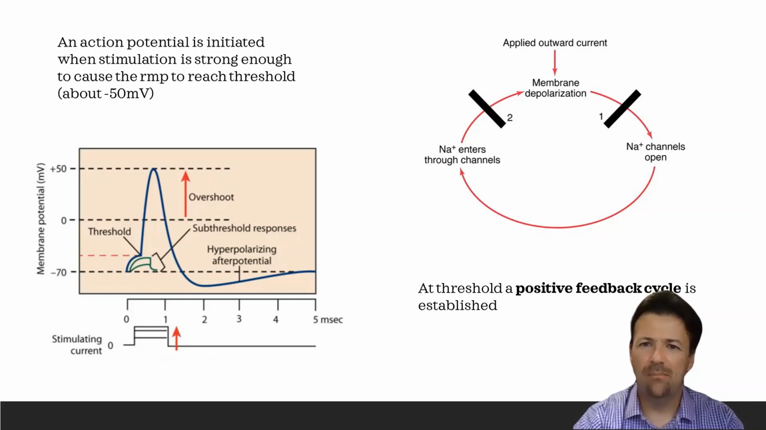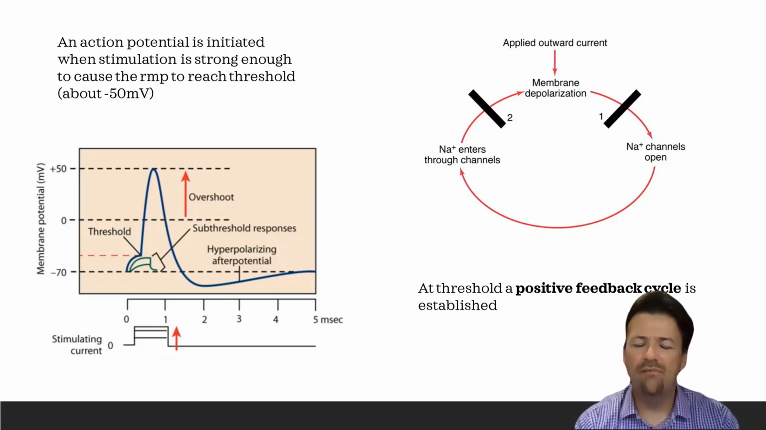What you get set up is a positive feedback cycle as shown in this diagram. Once you start the cycle, you have membrane depolarization. It opens the voltage-gated sodium channels. Sodium comes in, but the entry of sodium itself causes membrane depolarization, which opens the voltage-gated sodium channels, which causes sodium to come in, which causes membrane depolarization, which opens the voltage-gated sodium channels, and so on and so on. And so we have a positive feedback cycle.